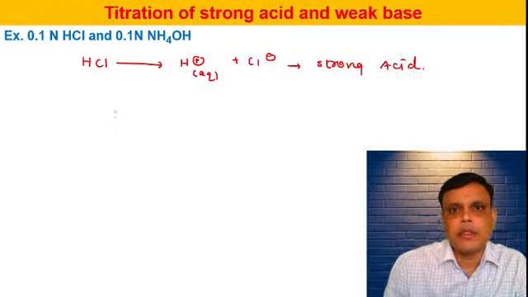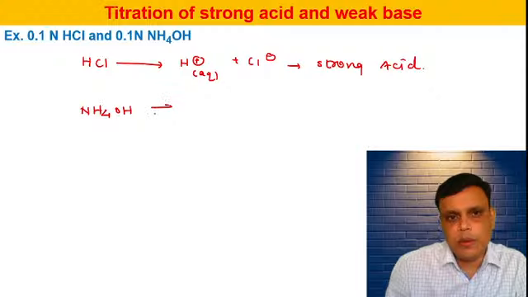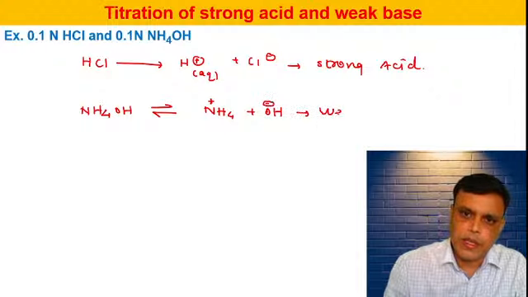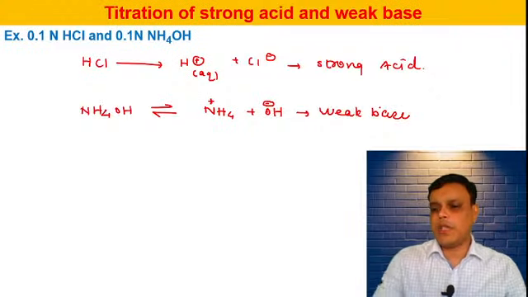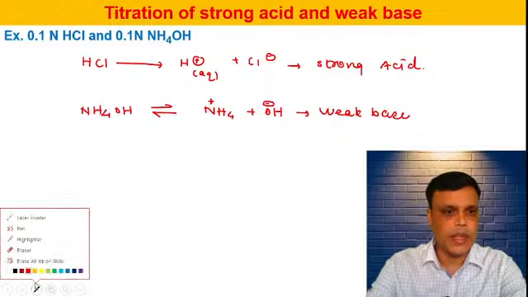While ammonium hydroxide will not dissociate completely. It reversibly gives you ammonium cation NH4+ and OH-. It will not dissociate completely. So it is called a weak base. So this is the titration we are going to see today. Okay, understood? These two examples. Okay.